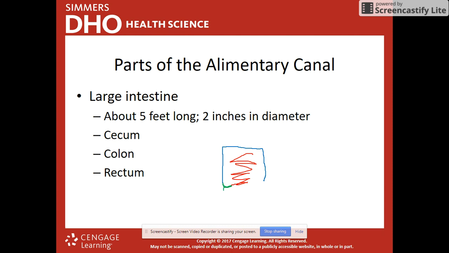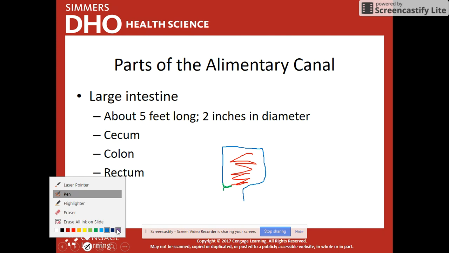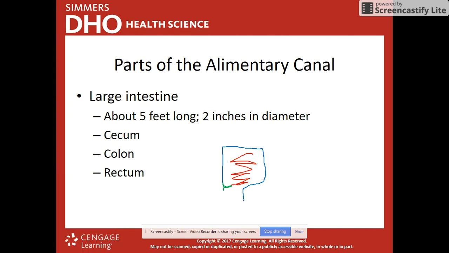And then the next section is called the sigmoid colon, and sigmoid means S-shaped. So it's going to look like that. Okay. And then we actually get to the rectum, which is the end. So like that. Because the rectum is actually the last 6 to 8 inches, leads to the anus or the exit, and things get held there until you are ready to dispose of them.